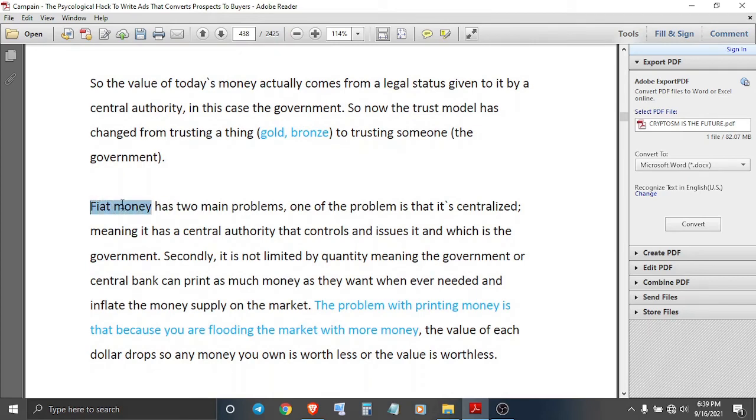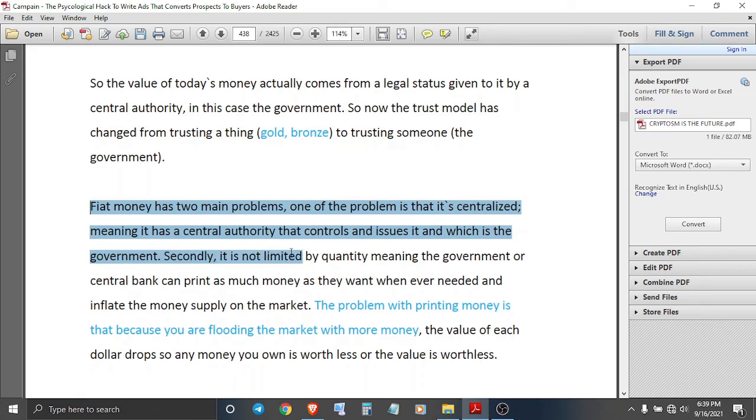Okay, so this fiat money, authoritative money, decreed money, has two main problems. First, it's centralized, meaning it has a central authority that controls and issues it, which is basically the government. Secondly, it is not limited by quantity, meaning the government can print any amount of money as they like into the market.